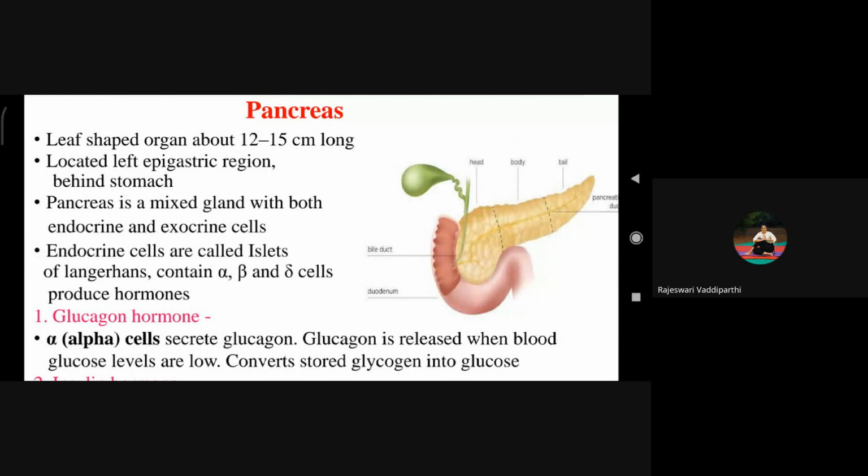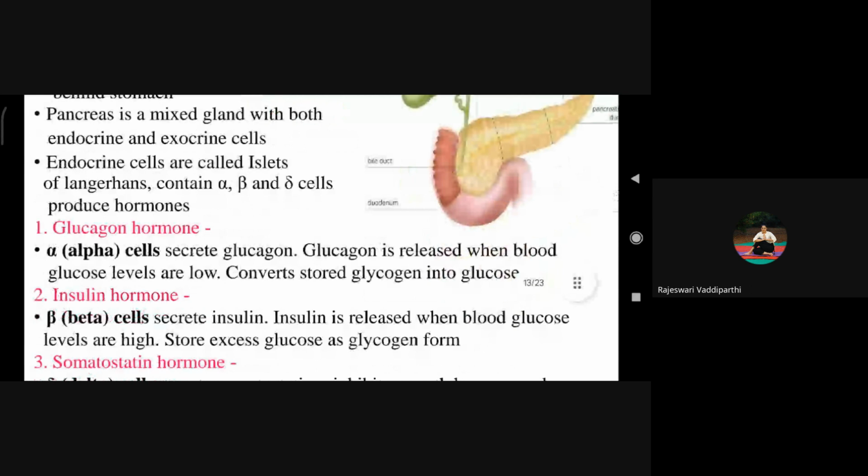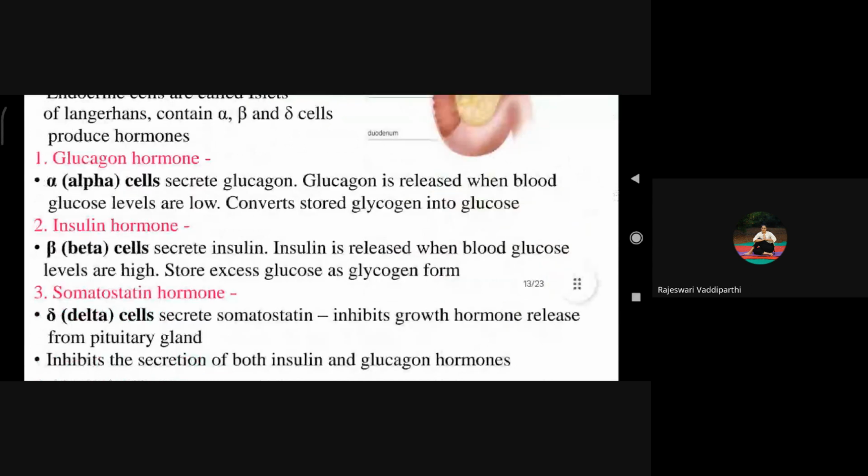So what are the hormones produced by pancreas? At first, glucagon hormone is produced by alpha cells. And what does this glucagon do? Glucagon is released when blood glucose levels are low, and converts stored glycogen into glucose. So what does this glucagon do? It converts the stored glycogen, which is stored in which organ of the body? We have already discussed. Please reply.